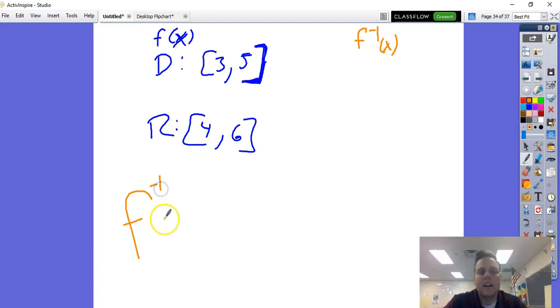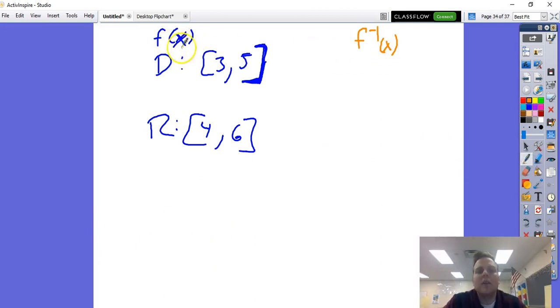F raised to the negative 1 of x simply means the inverse. Okay, anytime you see this, it simply means the inverse of the function f of x. When you see this, it just means inverse. Write that down in your notes. This symbol is function notation for inverse. It just means the inverse of the f of x function.